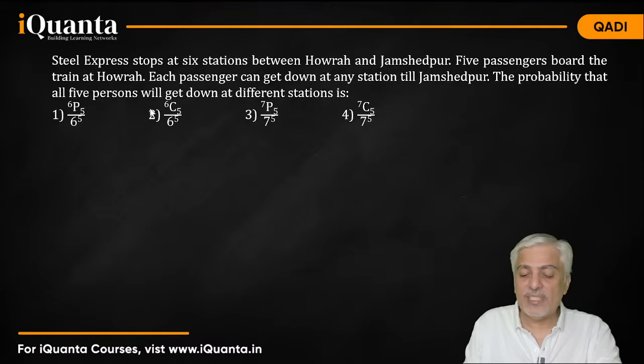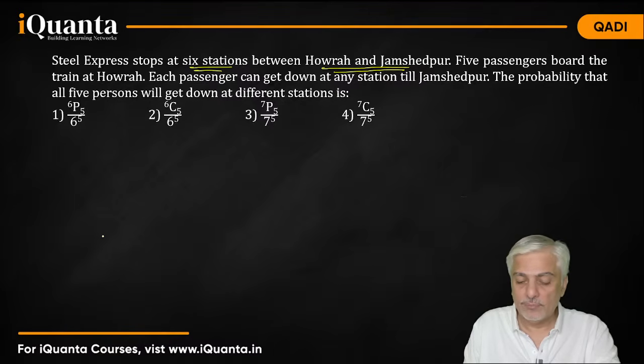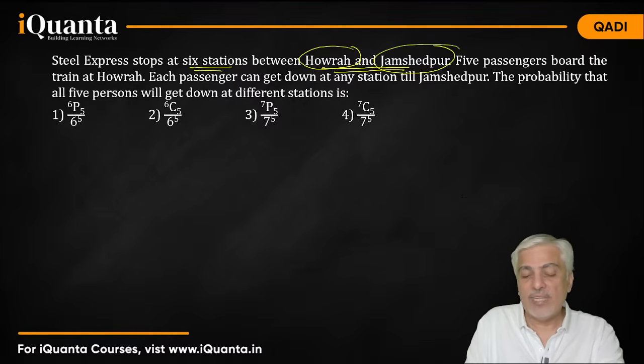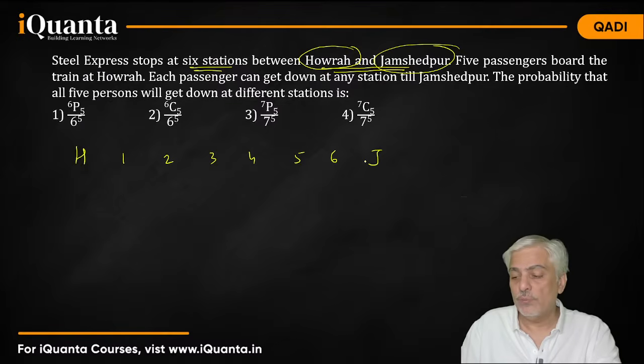Steel Express stops at 6 stations between Howrah and Jamshedpur. 5 passengers board the train at Howrah. Okay, that means including Jamshedpur there are 7 and including Howrah there are 8. So H, 1, 2, 3, 4, 5, 6 and then there is Jamshedpur. Each passenger can get down at any station till Jamshedpur. So what's my sample space?